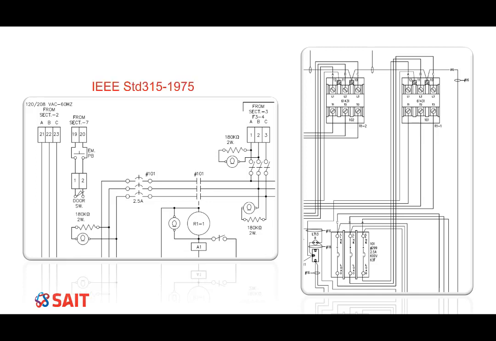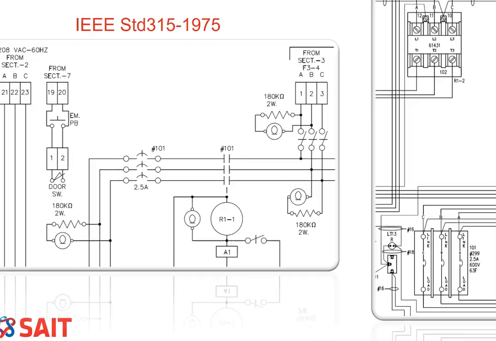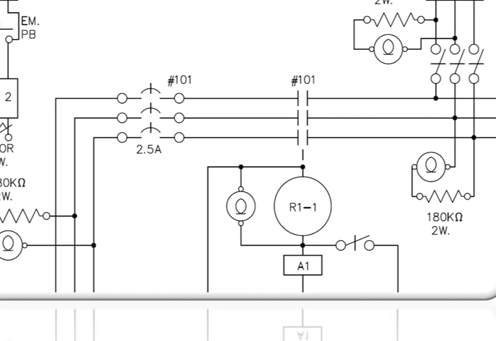IEEE Standard 315/1975 provides a list of standardized symbols used in creating schematic diagrams. A copy of the standard is in your D2L course content. Notice the equal spacing between the three-phase conductors in this schematic.